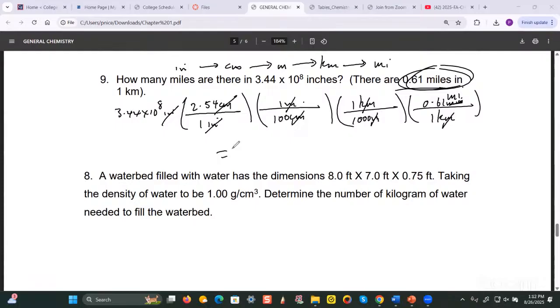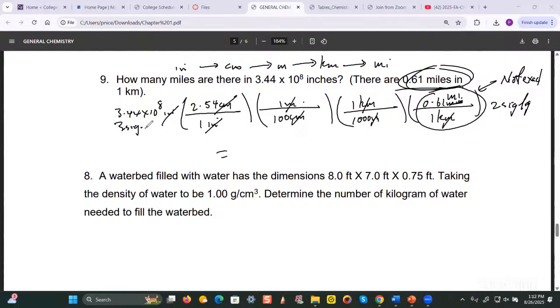3.44 times 10 to the 8 multiplied by 2.54 divided by 100 divided by 1,000 times 0.61. And according to my calculator, in this case, we need to round off to 2 sig figs. The reason why is because this relationship here is not exact, right? So we have two sig figs here to work with, even though we have three sig figs here.